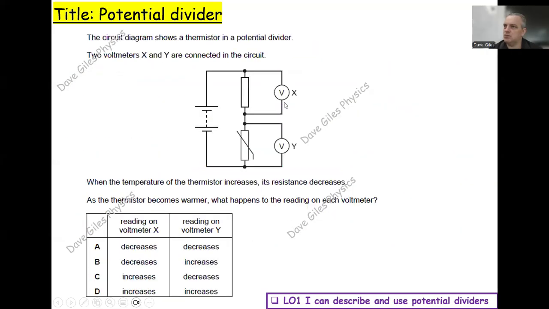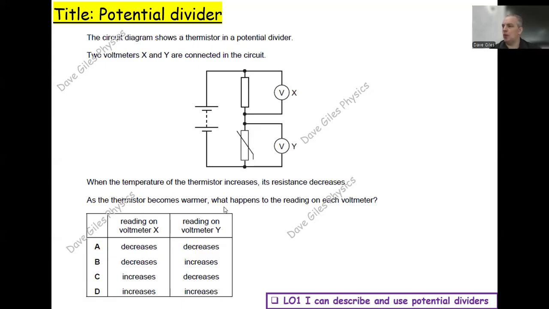Next question. Okay, another potential divider circuit. The circuit diagram shows a thermistor in a potential divider circuit. The two voltmeters X and Y are connected to the circuit. When the temperature of the thermistor increases, its resistance decreases. As the thermistor becomes warmer, what happens to the reading on each voltmeter?